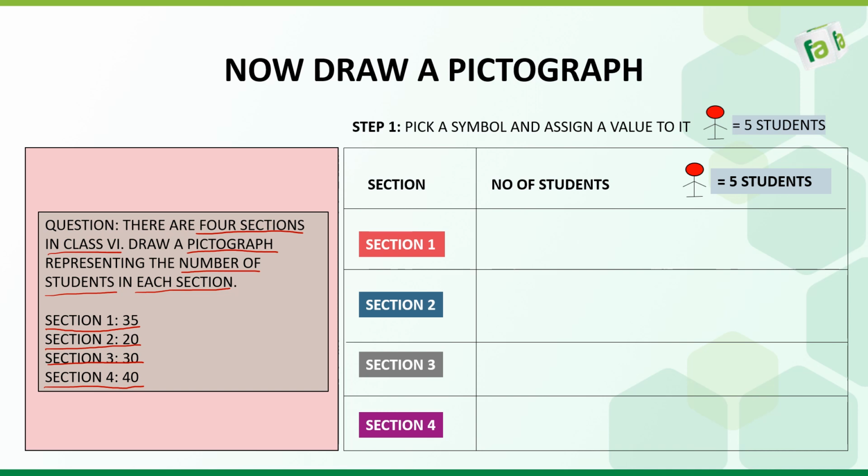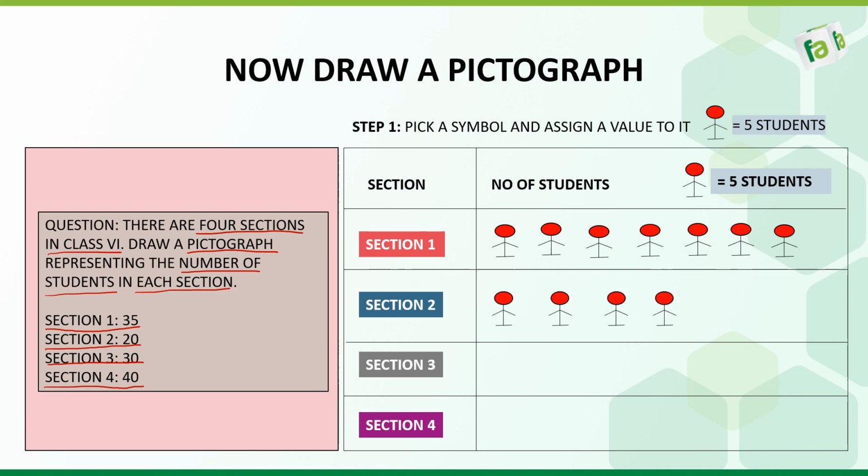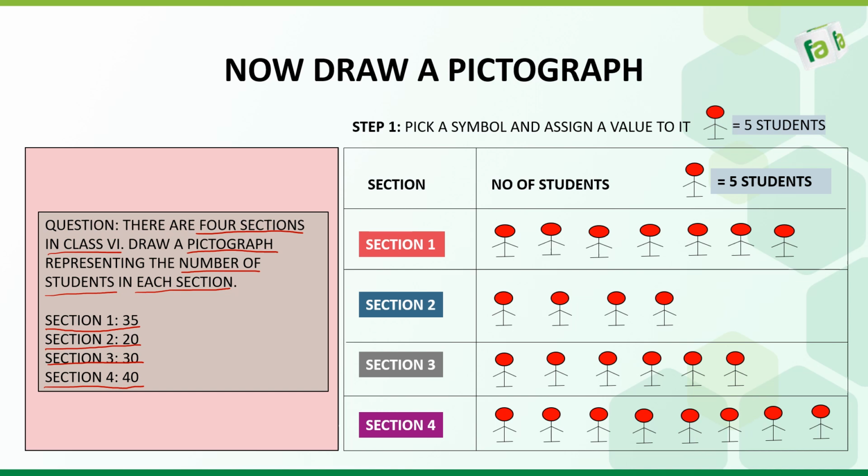Now fill the data. As 35 is obtained on multiplying 7 by 5, we draw 7 students to represent the number of students in the first section. Similarly, we draw 4 students in section 2, 6 in section 3 and 8 in section 4. Our pictograph is created now.